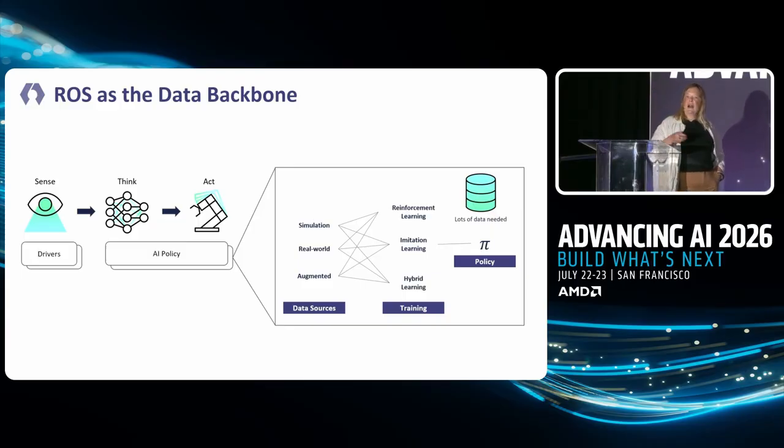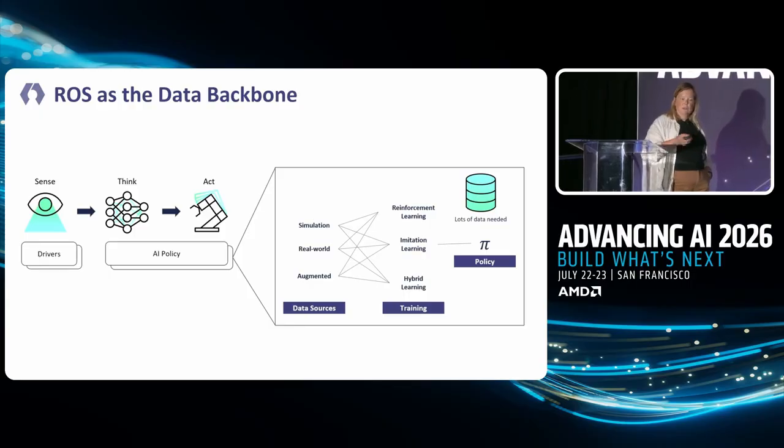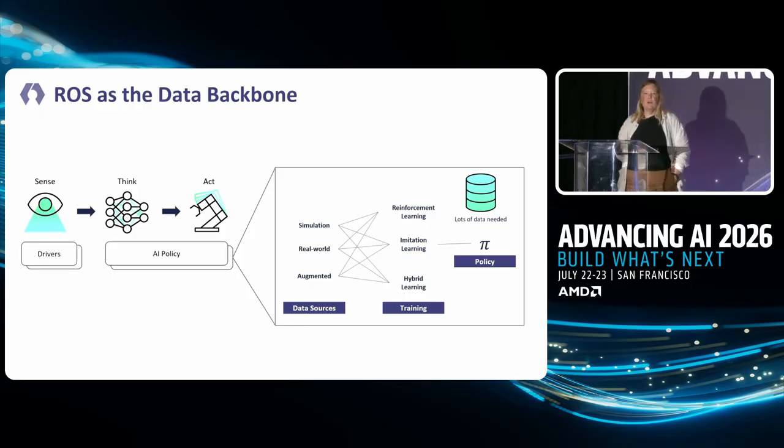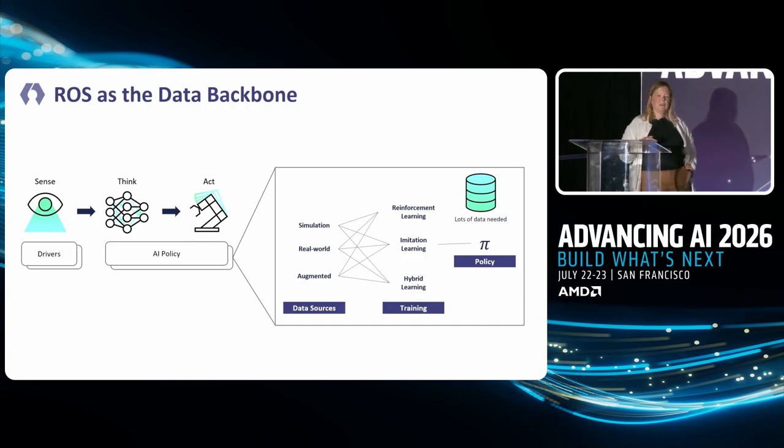Where all of these AI models come in is sort of in between, in that thinking stage. And what's cool about ROS is that we've already handled a lot of the data collection and a lot of the data distribution things, so people can actually focus on doing the model building and the deep learning work that they'd really like to do.